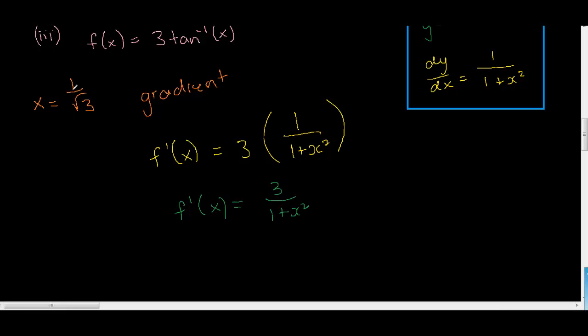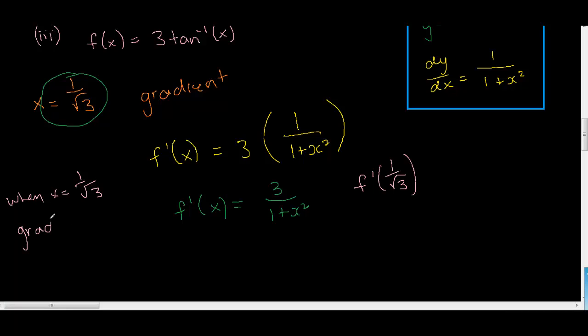Now we want to know the gradient at this point here. So the notation for that is you can say f dashed of 1 on root 3. That's a very short, very powerful way to communicate, because you could have written, when x equals 1 on root 3, the gradient equals, and then sub things in. But this is just a much easier, simpler way of doing things.